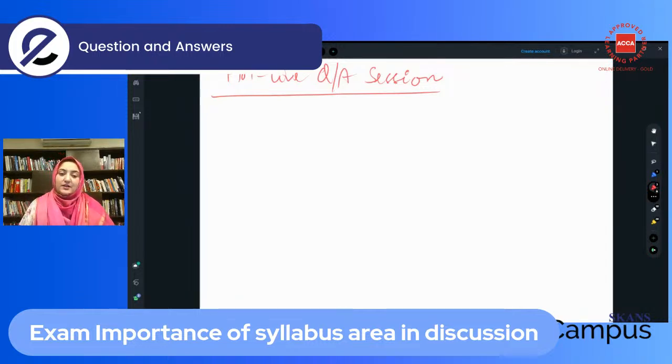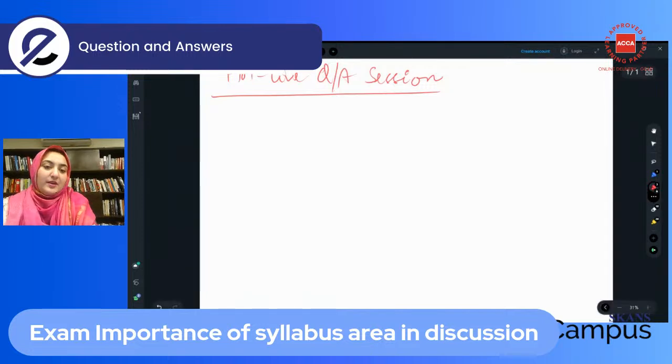Okay, so let's start discussing. The first question I have is the exam importance of the syllabus area in discussion. I will be annotating a little bit on the screen. I hope you can see it. So today we are discussing the first 2 weeks' syllabus areas for the ECampus performance management course plan.